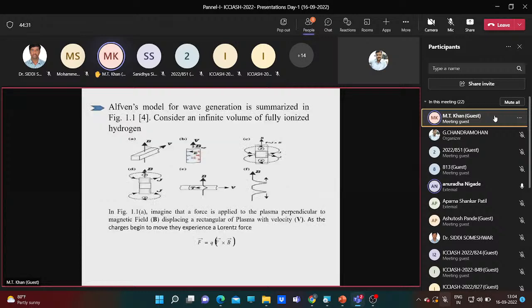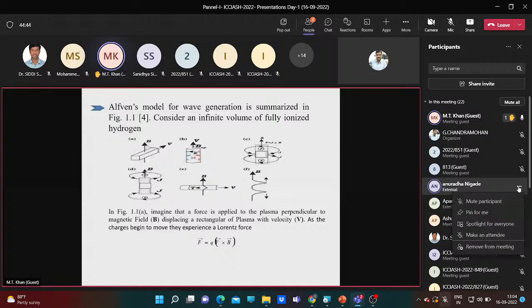Alfvén's model for the wave generation is shown in figure 14. Here V and B flow across the magnetic field above and below the moving slab. It exerts a force F equal to J cross B. Finally, the figure shows the electrons move to the left side of the moving slab and protons to the right side. Similarly, the figure shows the generation mechanism of the hydromagnetic waves and Alfvén waves.